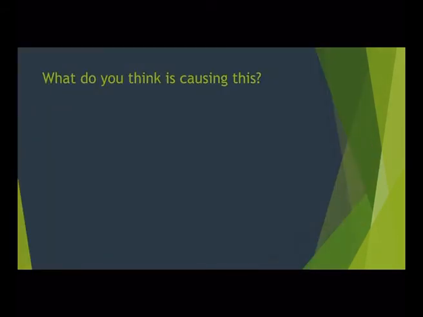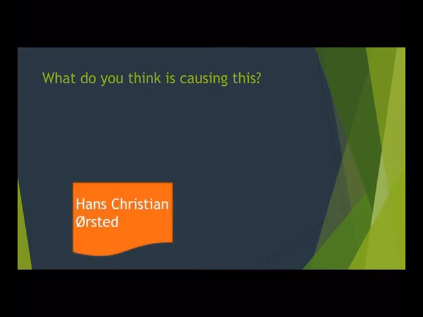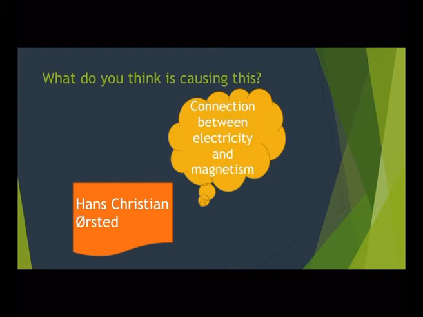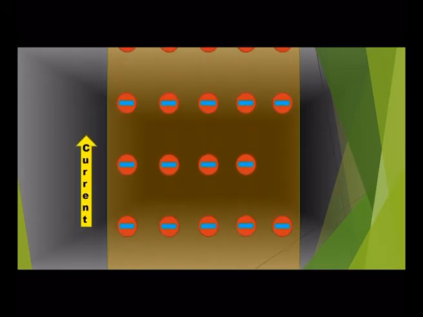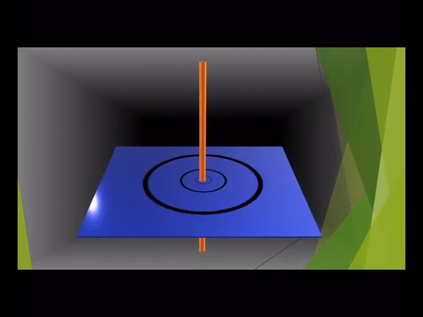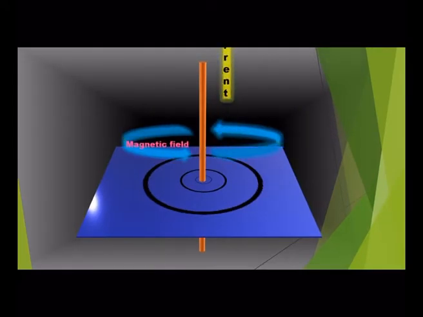What do you think is causing this? Hans Christian Ørsted, a Danish physicist, faced a similar situation, and he concluded that there's a connection between electricity and magnetism. Flowing charge, that is current, produces a magnetic field around itself.